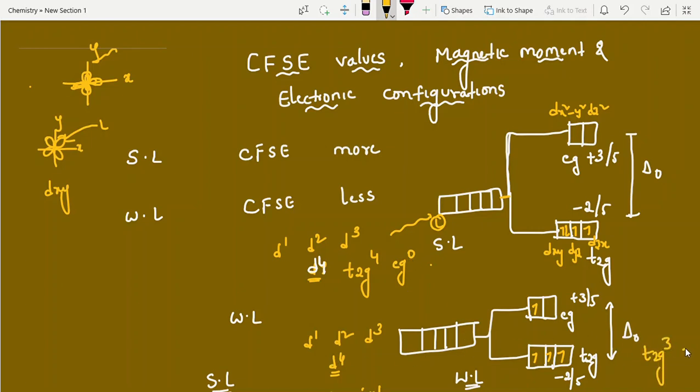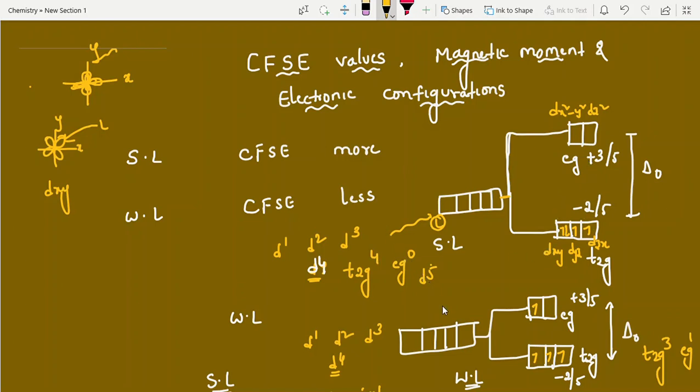t2g3 eg1. Did you understand the difference between strong ligand and weak ligand electronic configuration? In a similar way you can take d5. D5 means here pairing, and d6 means here pairing. So d6 means down pairing. Like that it will take place, students. Here it follows completely Hund's rule, first filling then pairing.